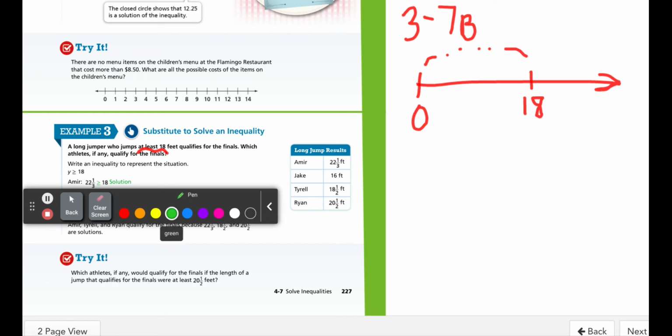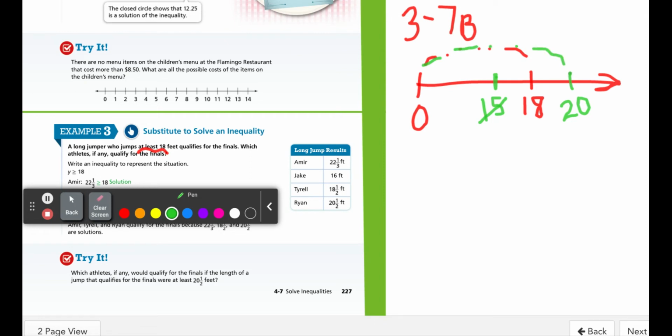So if someone jumps 15 feet, do you think that they would qualify for the finals? No, they wouldn't, because you'd have to jump to at least 18 feet. What about if someone jumps to 20 feet? Would they qualify for the finals? Yes, they could, because that's even further than the 18 feet.